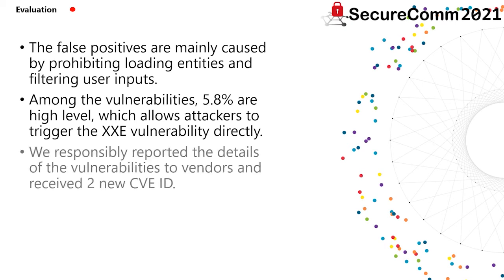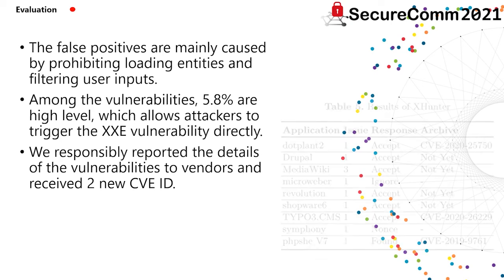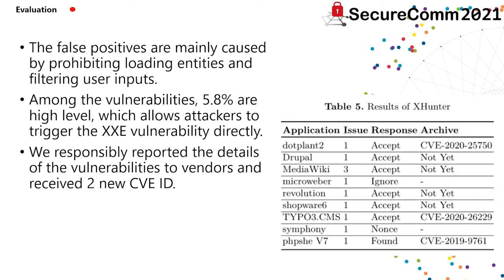We responsibly reported the details of the vulnerabilities to vendors. Some security groups replied quickly, while others did not consider the reports seriously. Table 5 shows the results of our reports, some of which have received a CVE ID. However, some vendors rejected or ignored our issues due to insufficient security concerns.